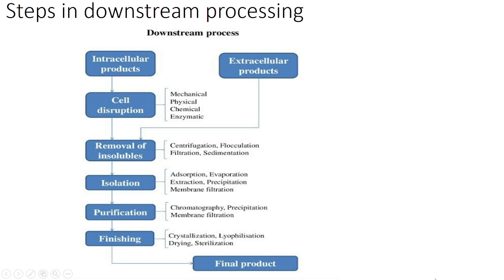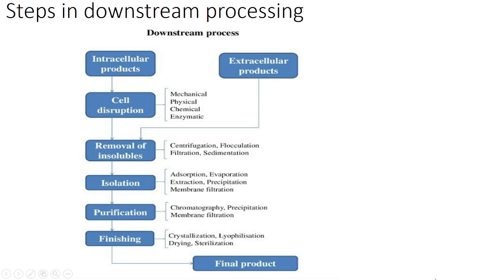If the product is an intracellular product, the very first step will be breaking open the cell and removing the product outside. But if it is an extracellular product, the cell disruption process can be bypassed. So either way, the very first step after cell disruption is removal of insolubles. You'll have the media plus the cell debris plus the product plus so many other things. So the very first step is removal of insolubles, separation of solid and liquid.